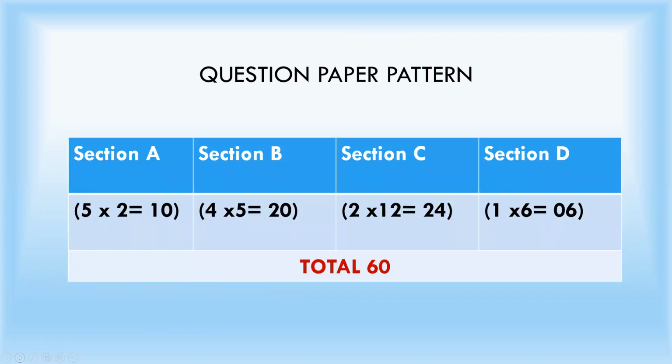As I mentioned, there are 4 sections, A, B, C, and D. A is for 2-mark questions, you need to answer 5. Section B is for 5 marks, answer any 4 questions. Section C is 12 marks and you need to answer any 2. And the final section is choose 1 question and answer it, which is 6 marks. The total marks awarded in your question paper is 60.